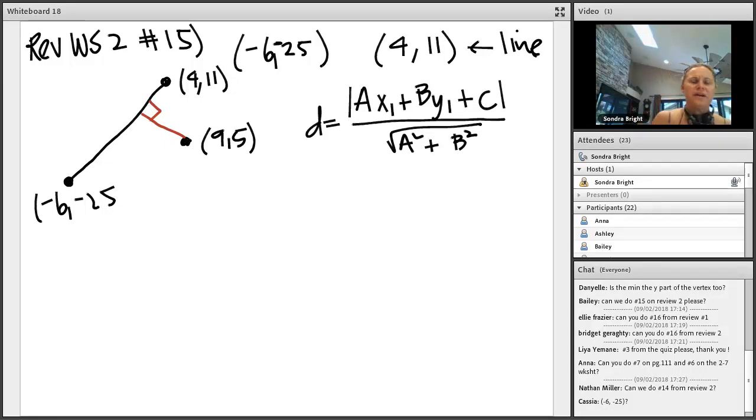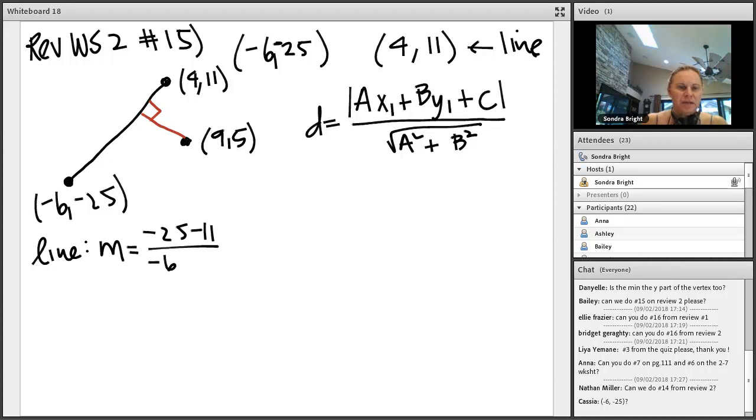So what we got to do first is find the equation of the line. For the line, you need to find the slope first, right? So the slope would be 11 minus -25 over 4 minus -6, which is what? 36 over 10, which 2 goes into both, so what? 18 over 5. Well, no, something's wrong. Negative over a negative, so it'll be positive, and it's positive 18 over 5.